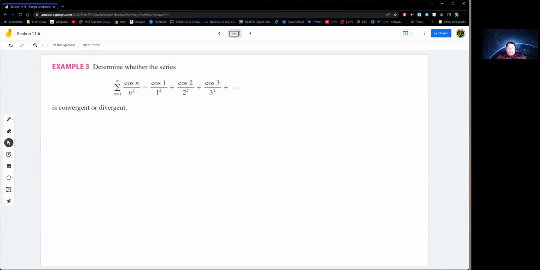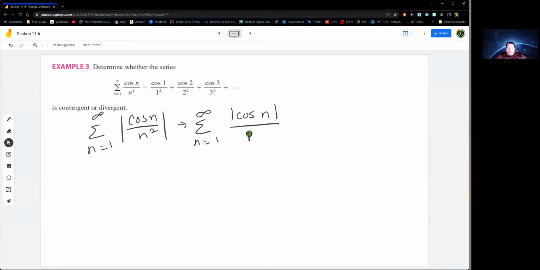So if we look at this problem, I'm going to take the absolute value of the whole thing over n squared. Now, n squared can never be negative, so I don't have to worry about the absolute value of that. So it's just the absolute value of the top over n squared.